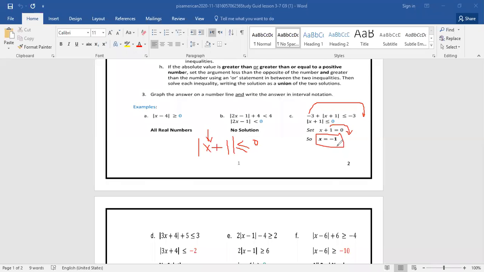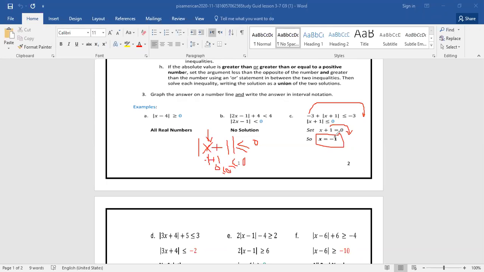So in this case, I have one value of x which can make this inequality correct, which is -1. I substitute the value of x by -1, so it will be -1 plus 1 less than or equal to 0. Then 0 less than or equal to 0. So the inequality now is correct. So we have only one.